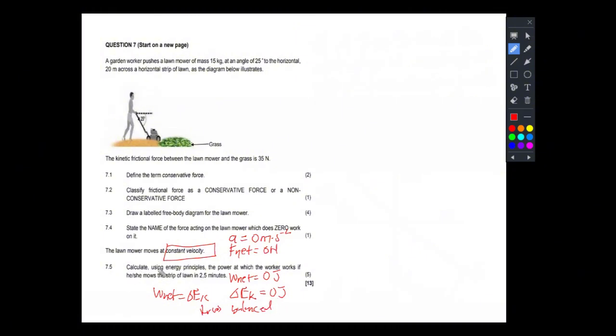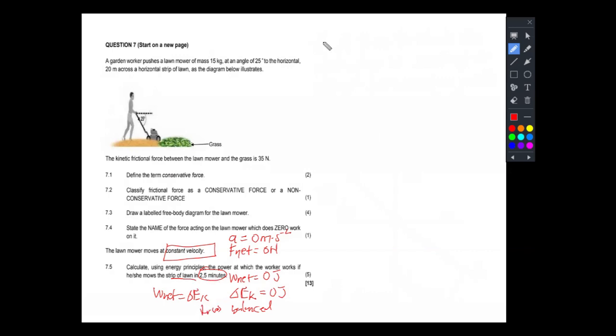Now, 7.5 says calculate using energy principles the power at which the worker works if he or she mows the strip of lawn in 2.5 minutes, right? So they tried not to be too gender biased here by saying he or she. But then we know that the one who would be working the lawnmower would obviously be a male. Okay, so calculate using energy principles the power at which the worker works if he or she mows the strip of lawn in 2.5 minutes.